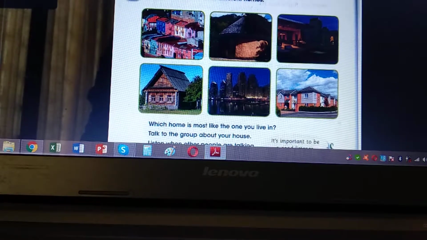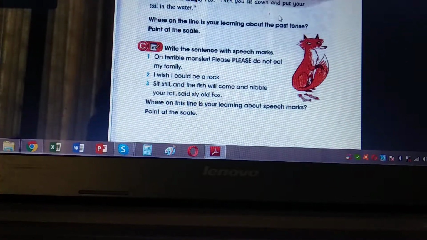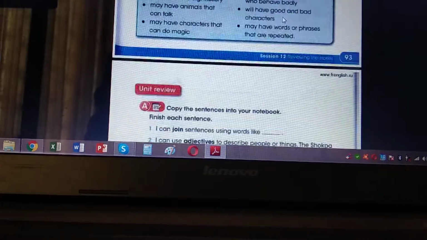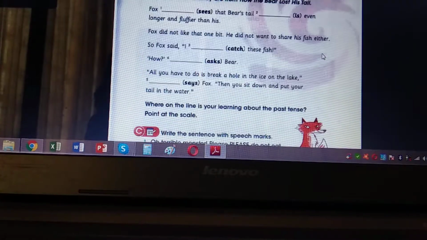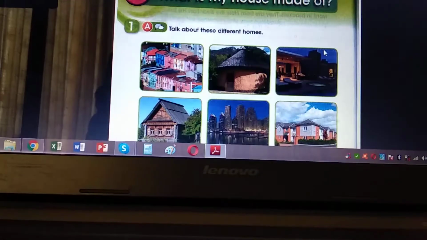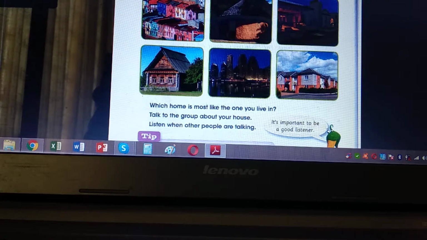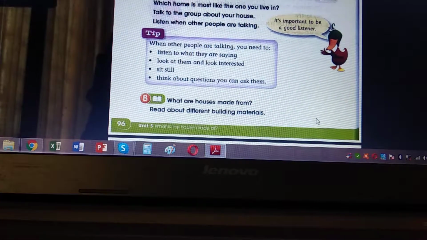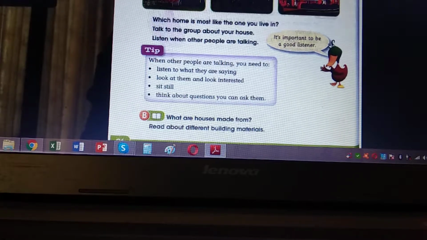Okay, we're entering a new topic for today. We are done with the foxes, with the bear, with Ramon. What is the name? Rame. Yeah. So we're done with this one. So today we are going to learn about a new topic. Our topic today is what is my house made of? So please turn to page 96. Okay, you can pause the video while turning to the page.